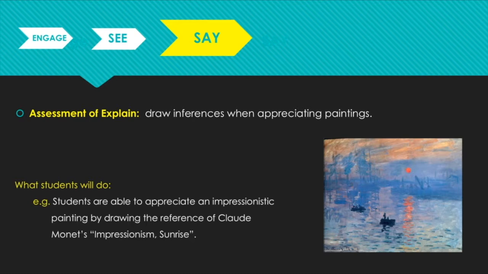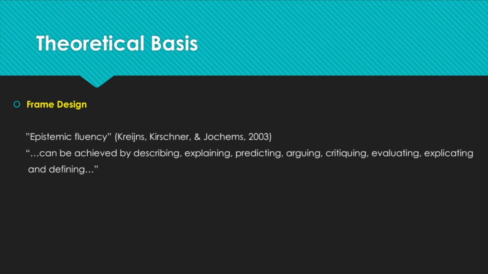The theoretical inspiration for my overall frame design comes from the idea of epistemic fluency, which can be achieved by specific tasks such as describing, explaining, predicting, arguing, critiquing, evaluating, explicating, and defining. I think the essentials of my problem is about students' abilities of critiquing, describing, and so on in the arts field, which is all based on the epistemic fluency.